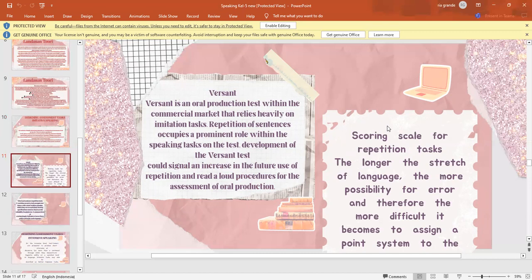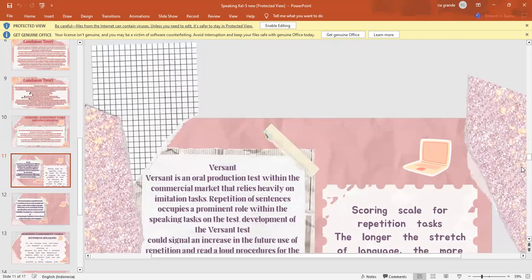The longer the stretch of language, the more possibility for error, and therefore the more difficult it becomes to assign a point system to the scoring.